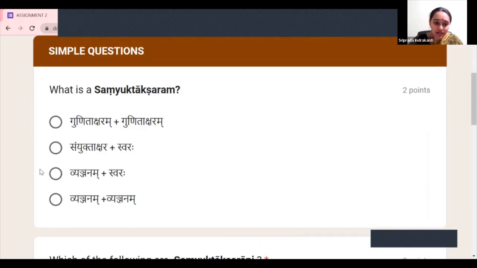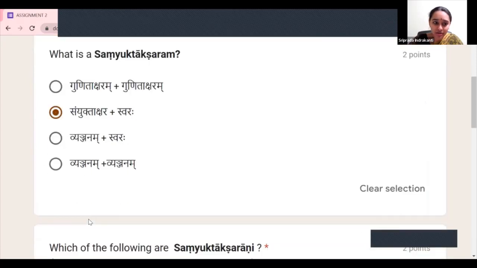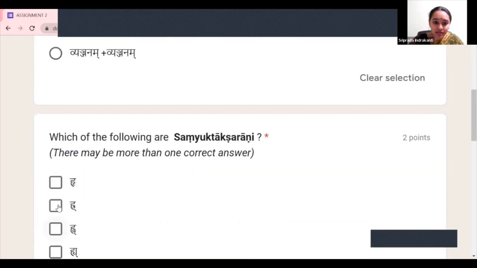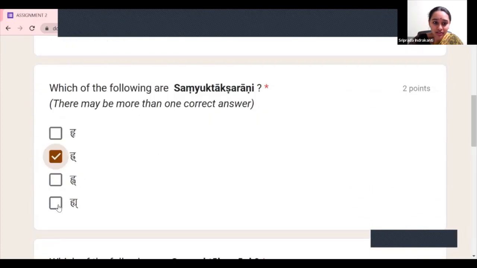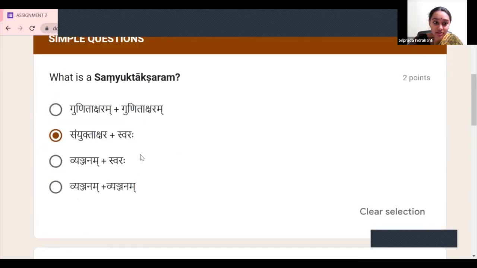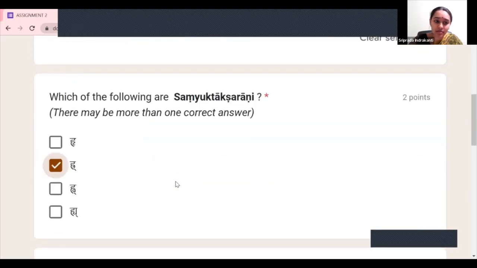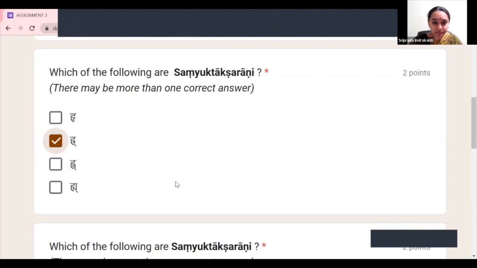So just type an answer. Don't look at my answers. They're going to be wrong. I'll always be typing the second option. So we go to the next question. Which of the following are Sanyukta Aksharas? Remember what is a Sanyukta Aksharam? This question, if you get it right, you would be able to get this one right as well. There's more than one correct answer.